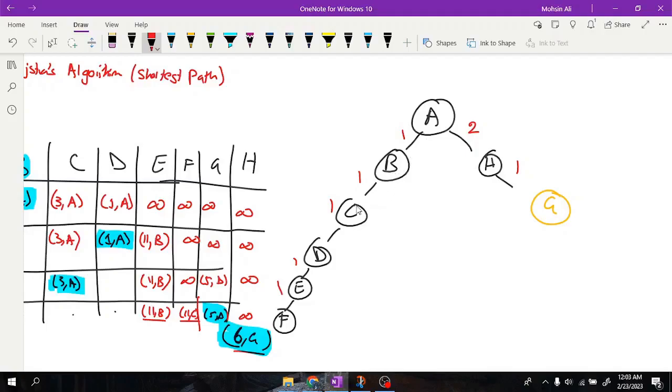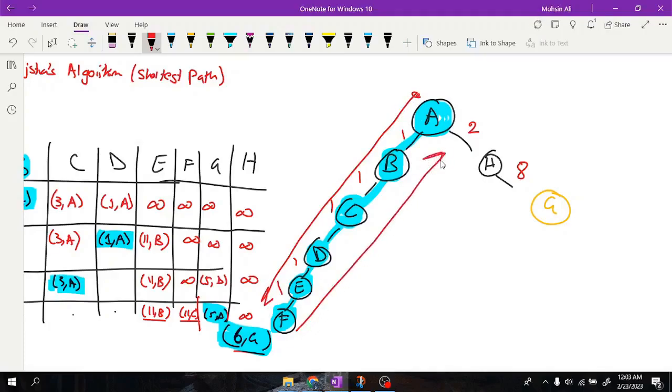1, 2, 2. Let's say that this is something like 8 maybe. So what happens is that you start with A, you go to B, you go to C, right? So 2, 3, 4, 5, 6. Now this shows you 6 to get from A to F, and then you have to go all the way back, and then you can go to H, and then you would go to G, right? And you can see this is very inefficient.